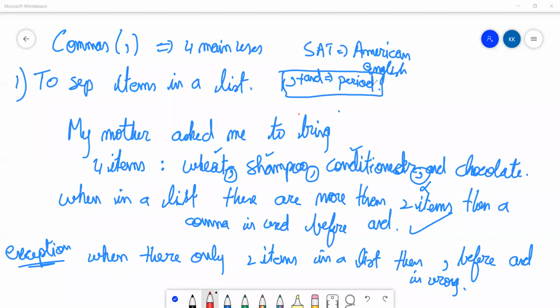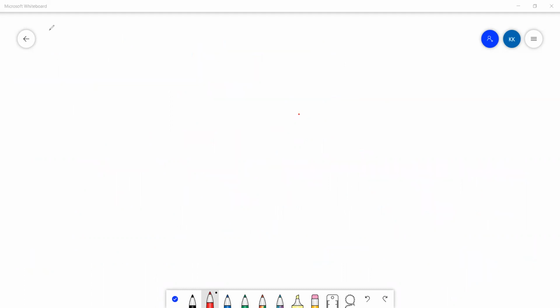Please take a screenshot, whoever wants to take. Done? Done, ma'am. That's the first main use of a comma. Now coming to the second use of a comma.